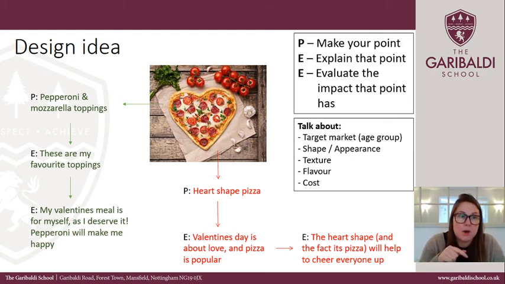Another example I could put, my point is that it's a pepperoni and mozzarella topping. My explanation is these are my favourite toppings. And then my evaluation is my Valentine's meal is for myself as I deserve it, and pepperoni will make me happy. Okay, each of your points, explanations and evaluations don't need to be particularly complex. It's just about that thought process.